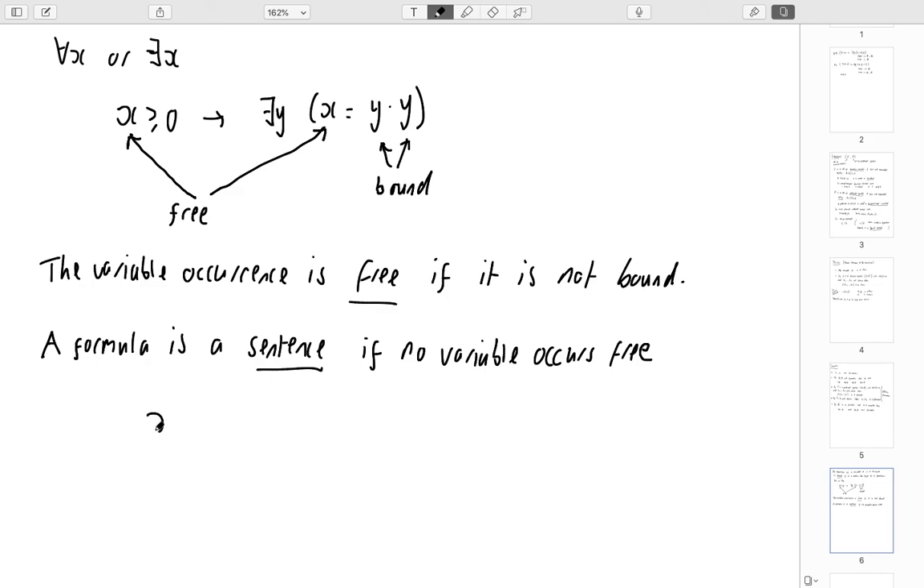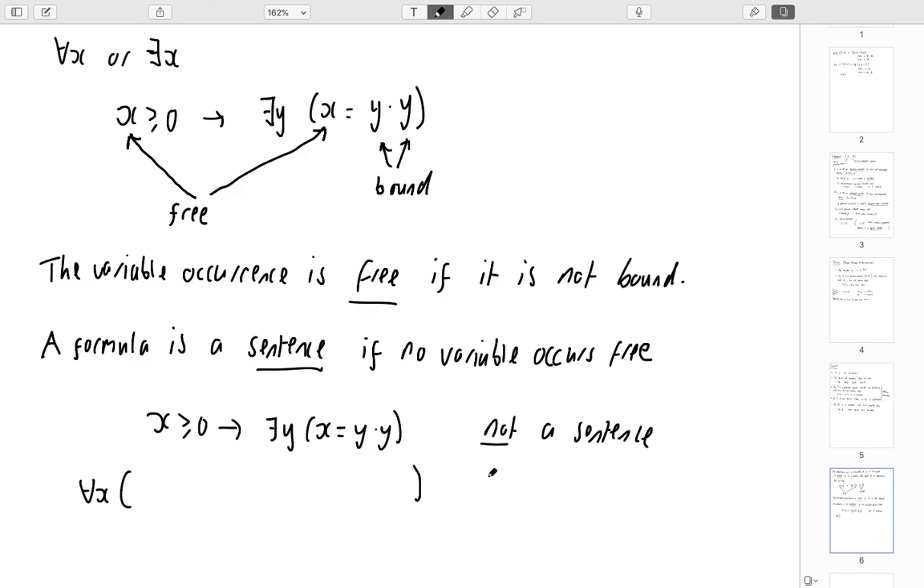So the formula above is not a sentence. But if we put for all x in front of it, I won't bother copying it all, this is a sentence. Because now if we put for all x in front, then the occurrences of x are now bound. So this is a sentence.